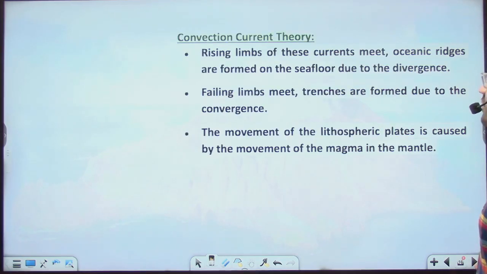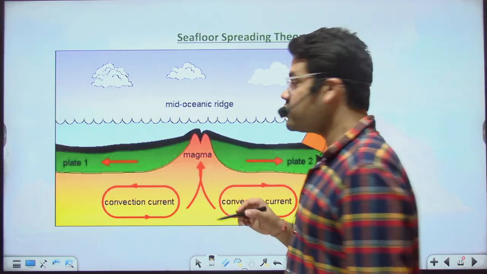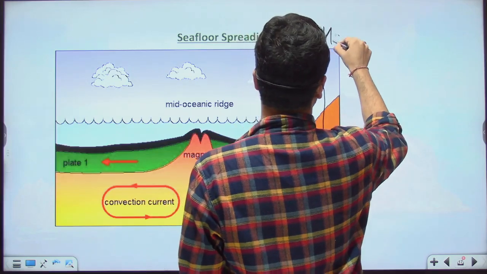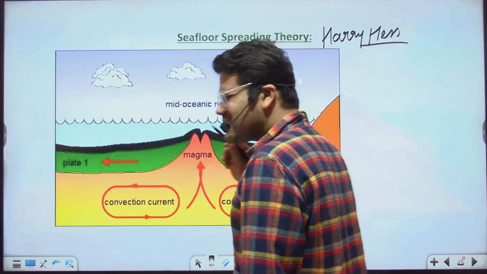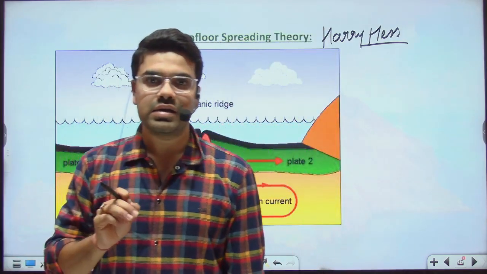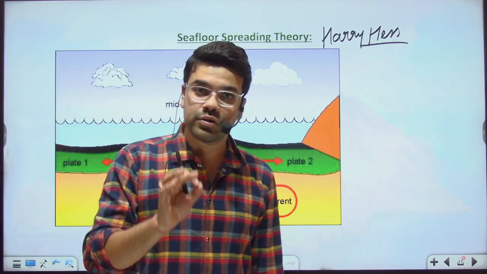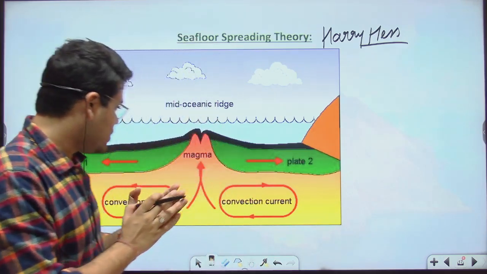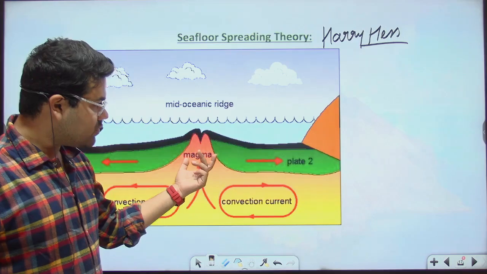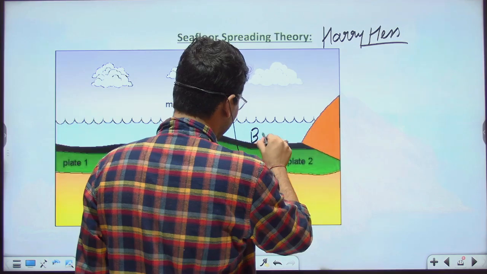The next theory that we are going to read is the seafloor spreading theory. It was given by Harry Hess. It is exactly the same theory, the same mechanism that I explained in the convection current theory. Ditto the same mechanism. But what is the difference here? The convection current, the rise of the magma, they all are happening at the bottom of the ocean.